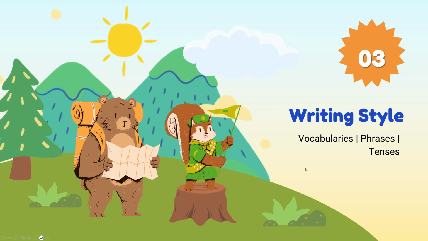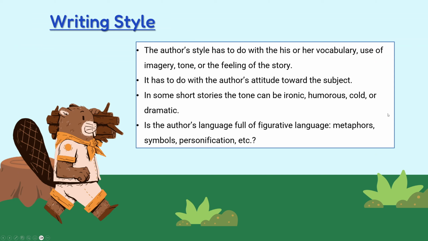So writing style. This last part, we try to move as fast as we can so we can finish the lesson. Okay. Writing style. We have vocabularies, phrases, and tenses for the writing style. The author's style has to do with his or her vocabulary, use of imagery and tone, and the feeling of the story. For example, if the tone is happy, the writing style will be more happy, jovial, some sort of that. Or the tone is very dark. They use words that relate to somber, to darkness, so those kinds of things.